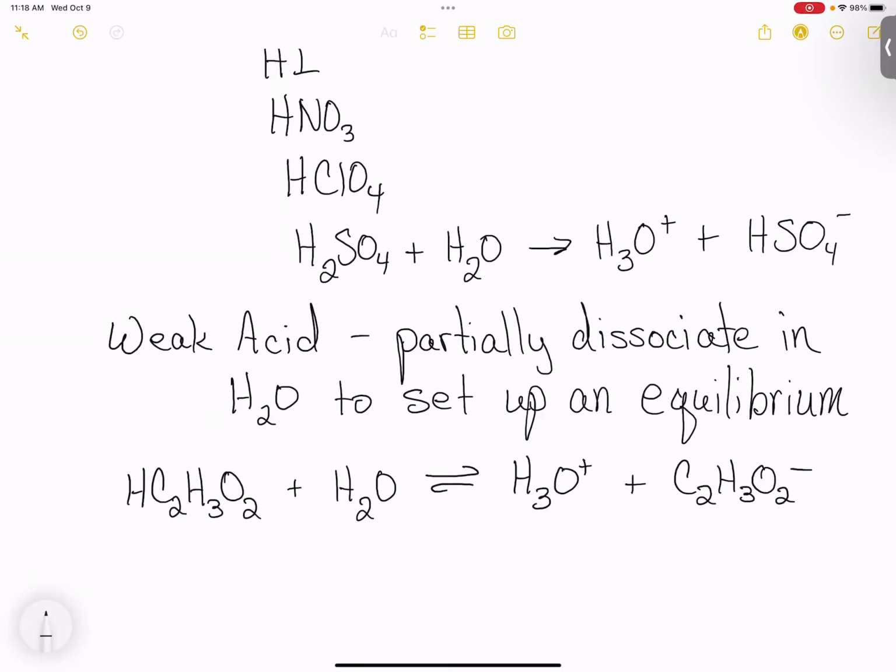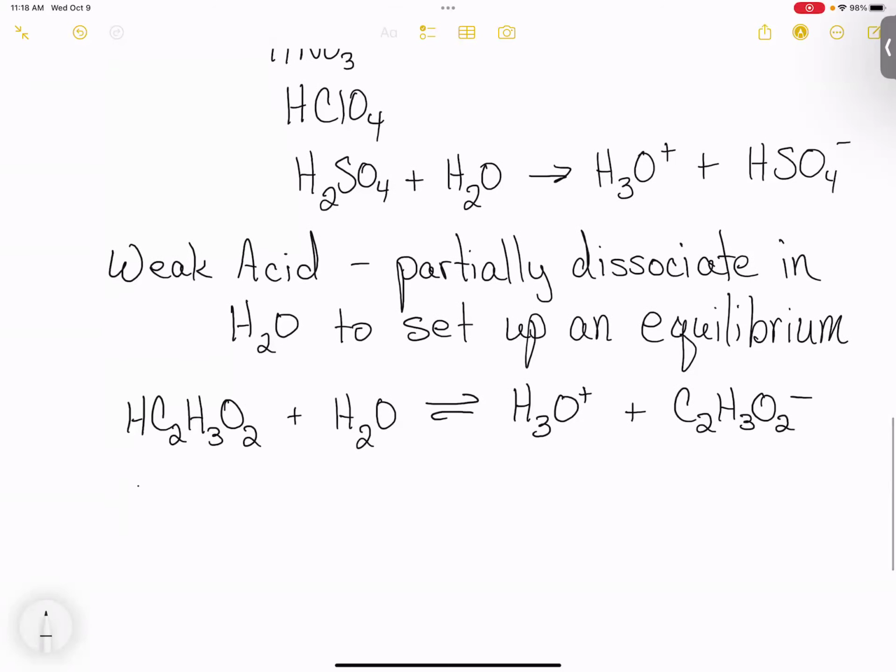Another one that you talked about in college chemistry 1 was oxalic acid. Oxalic acid, since it is not a strong acid, that must mean it's a weak acid. Therefore, when it dissociates, it will set up an equilibrium between the acid and water and hydronium and the conjugate base.